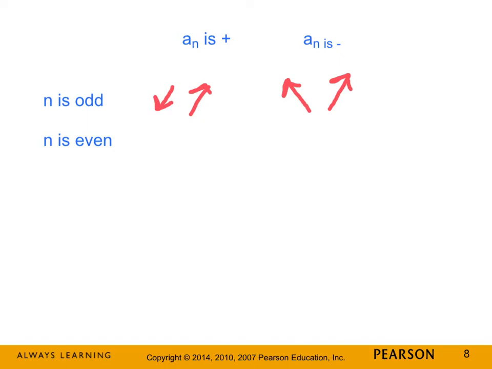However, if the degree is even, say it's a quadratic, or it's a quartic, or it's degree 6, that means n is even. If the leading coefficient is a positive number, then the graph is up on the left and up on the right. If it's an even degree function, but the leading coefficient is a negative number, then the graph is down on the left and down on the right.